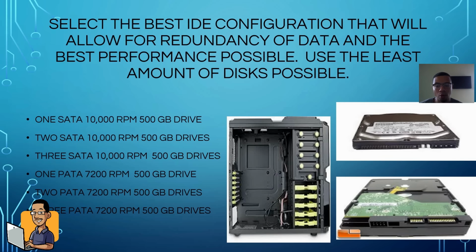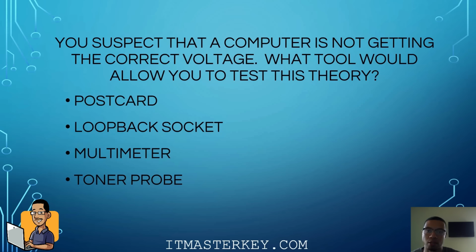So we got 1, 2, 3 PATA. The question says use the least amount of disk possible. We know it can't be 1 PATA because 1 PATA wouldn't give you any redundancy. 3 PATA wouldn't be using the least amount of disk possible, so it has to be 2 PATA hard drives. Hopefully you guys got there with me. If not, just look at this and understand it. Look at the question, understand it, grab what you need, and then answer the question to the best of your ability. All right, so the rest are going to be just questions and answers.